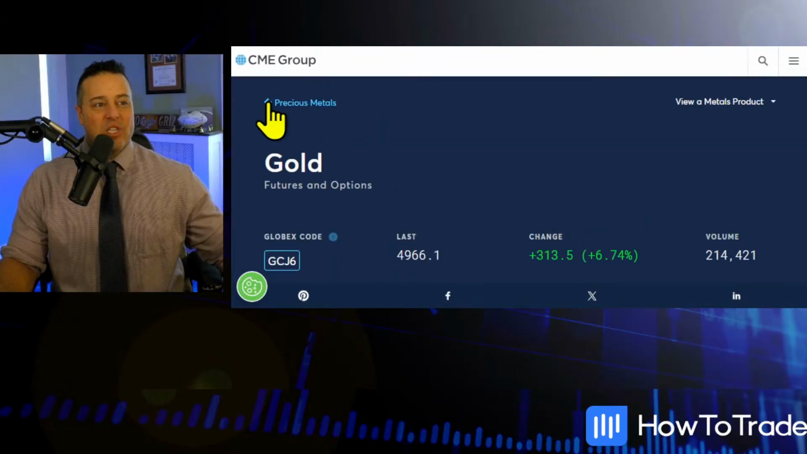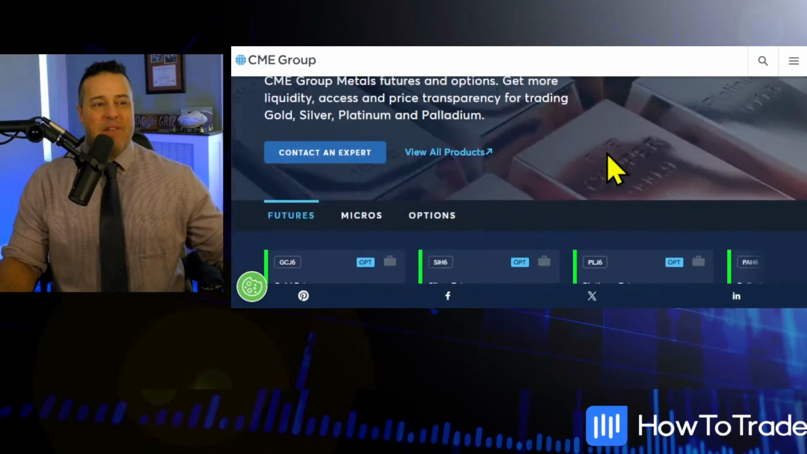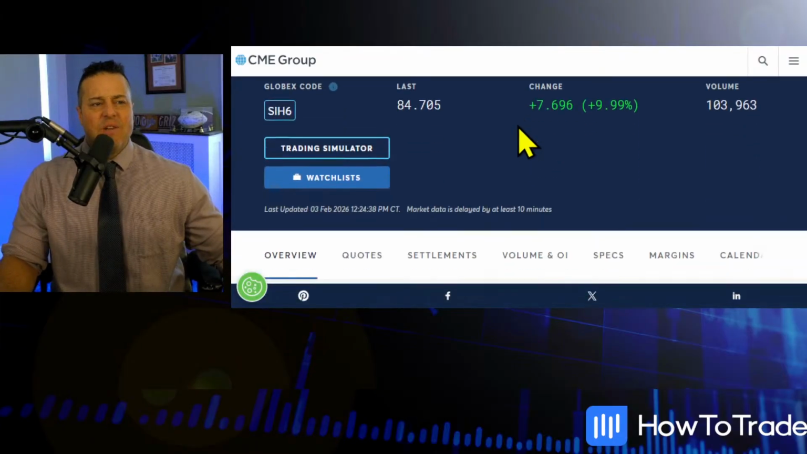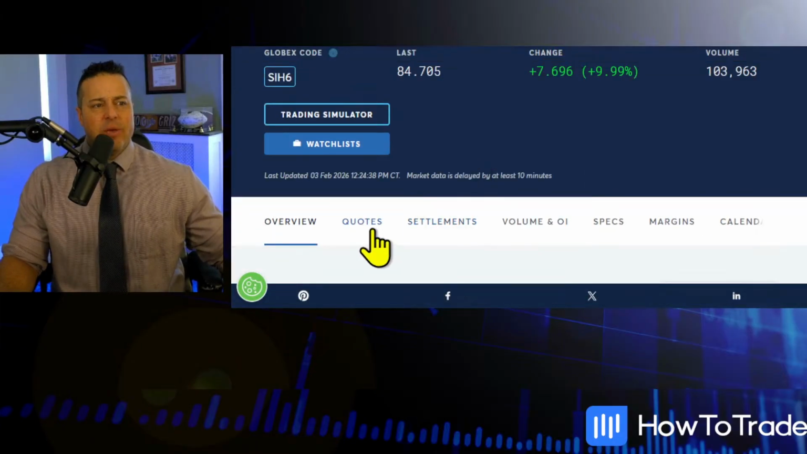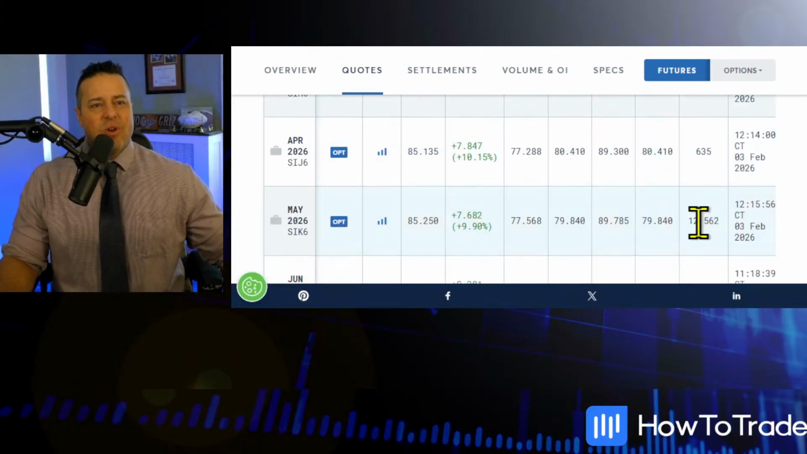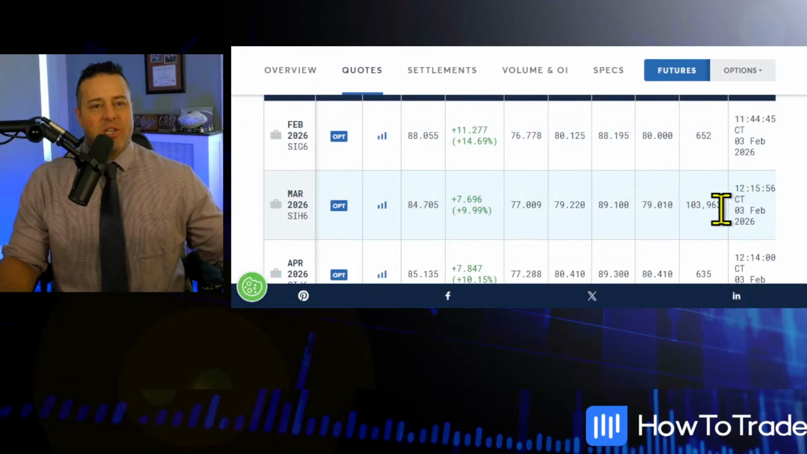Now, I just want to spend a bit of time on the silver contract because it's important you see how big of an advantage you have. Right there, silver futures. Full-size silver is a huge contract. Absolutely huge. Let's go to quotes. You can see where the volume is. Now, this is sort of tough in here. Volume 652 right there, March silver 103. Now, unfortunately, it looks like we're getting gutted.